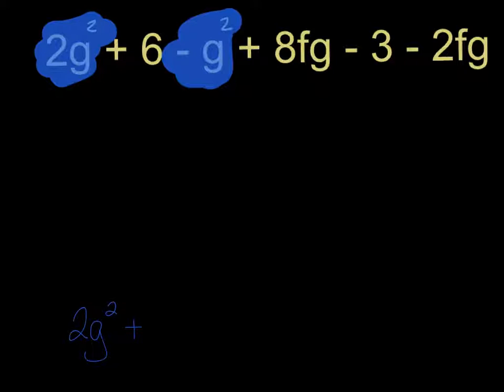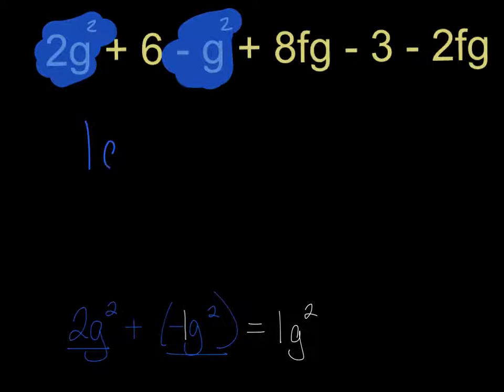Remember, when we combine, we always add. So I'm adding this one plus this one together. 2g squared plus a negative g squared. Remember, there's a 1 in front of this g here. So let's think. 2 plus negative 1 is a 1, because different signs subtract, and then don't forget to keep that square there. So our answer will be 1g squared.